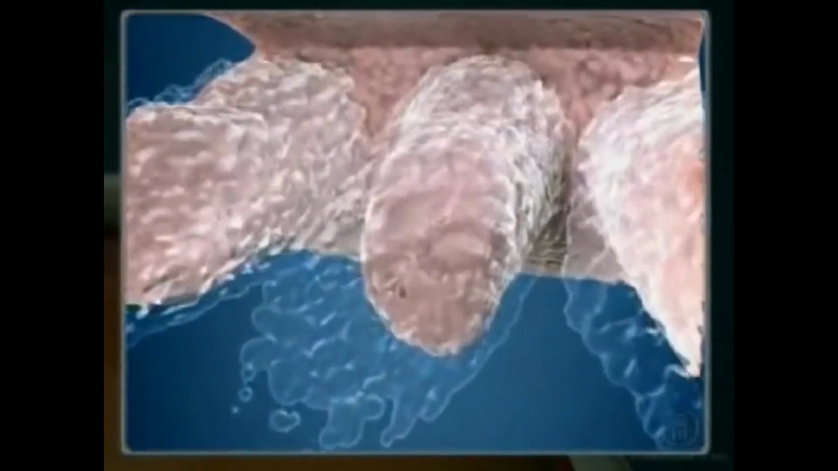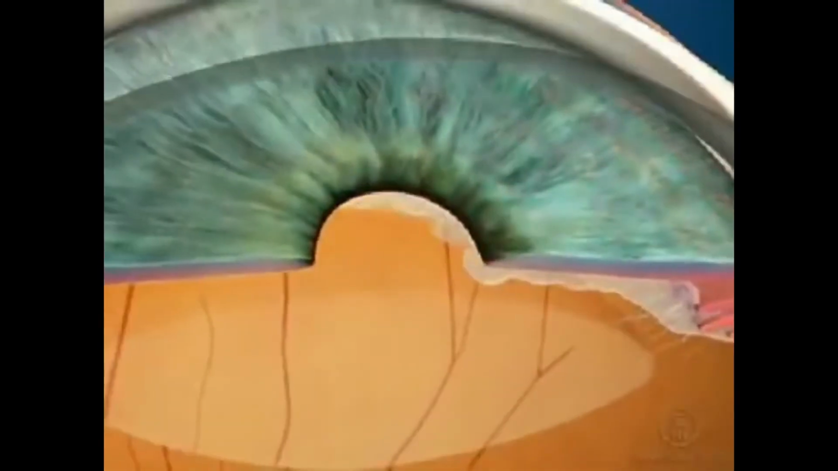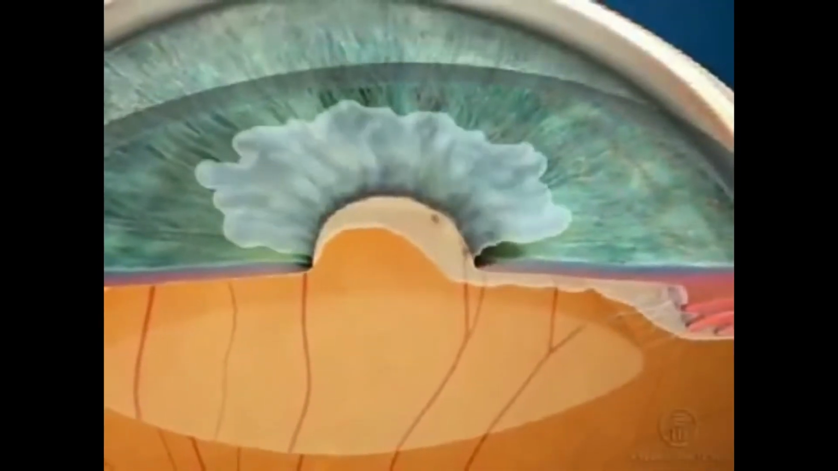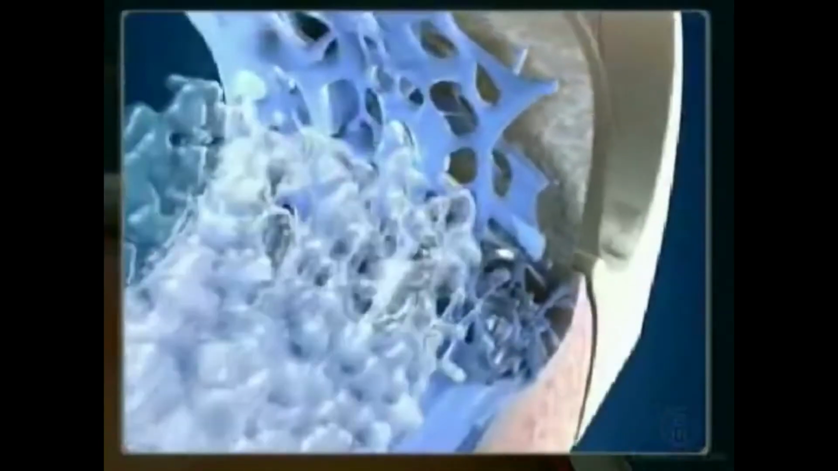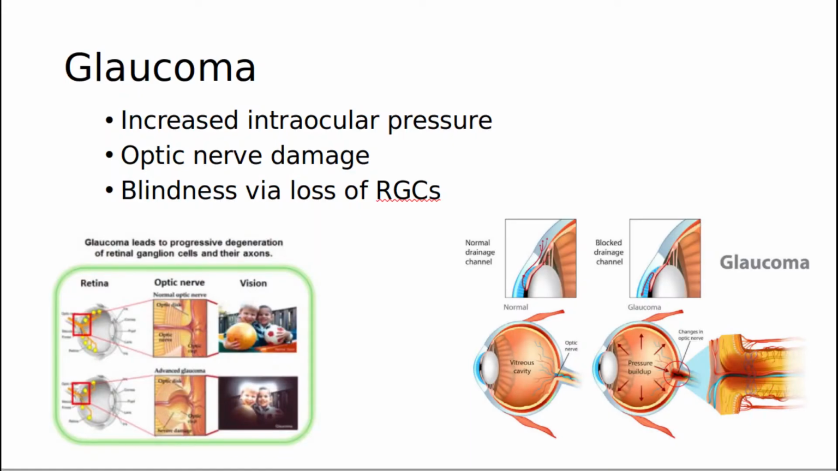The aqueous humor is produced by the ciliary body and is distributed into the posterior chamber behind the iris. It is supposed to be able to leave through the trabecular meshwork and into Schlemm's canal or through the suprachoroidal space. The increased intraocular pressure results in compression of the optic nerve, which causes degeneration of the retinal ganglion cells and ultimately leads to vision loss.